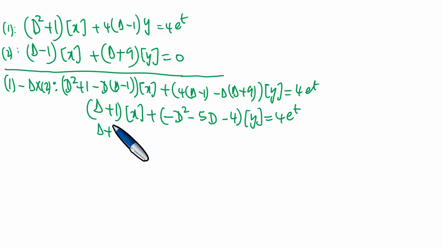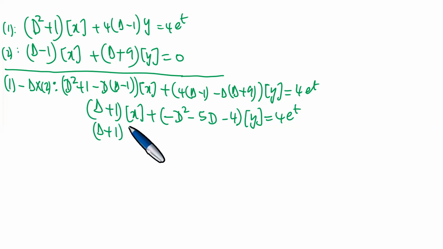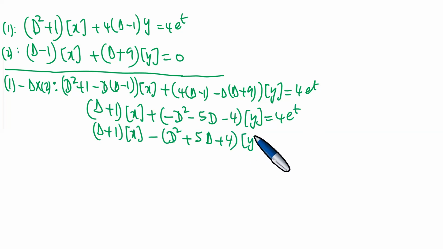Which means we have (D+1)x, then we have a minus. Then you have (D² + 5D + 4) y, which is 4e^t. All right, that's what we get. This is what we have.